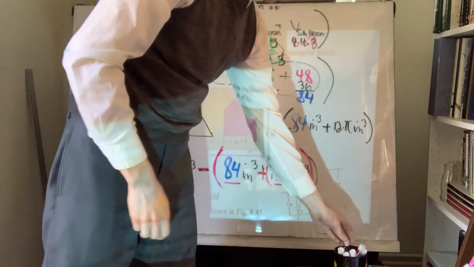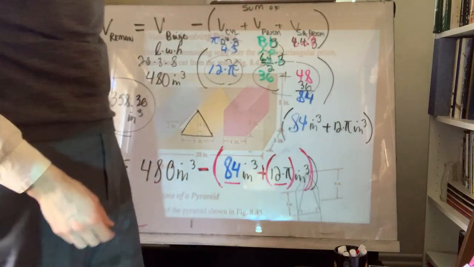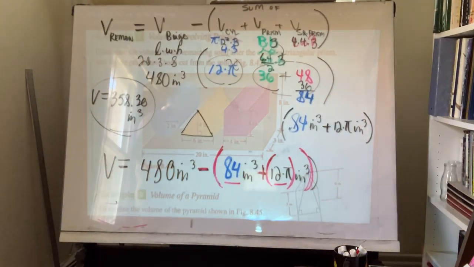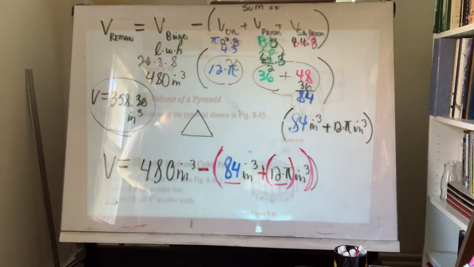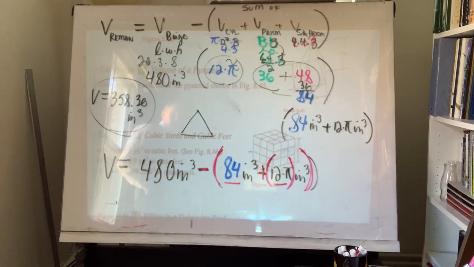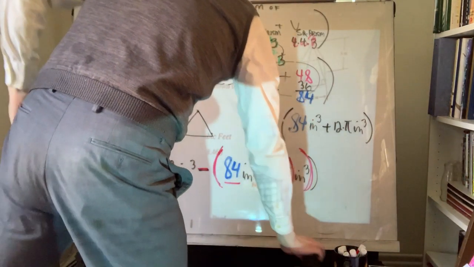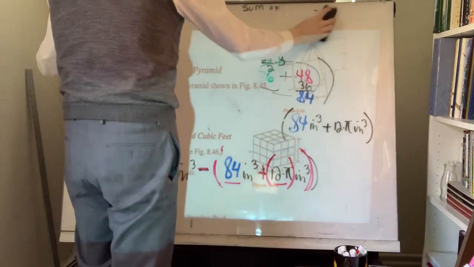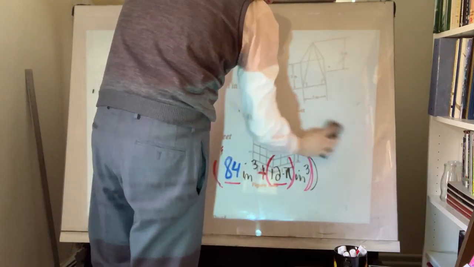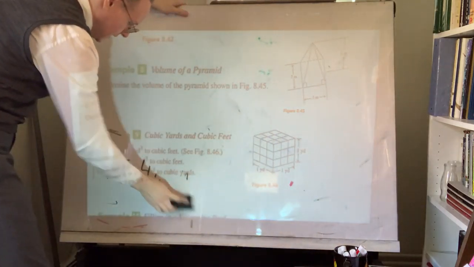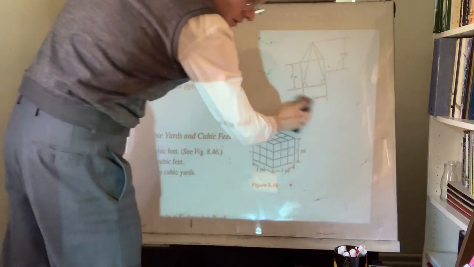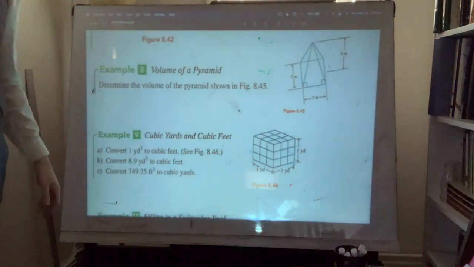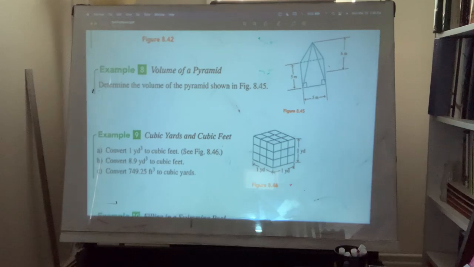Okay. Two more and then we're done. These are pretty easy. This is an example of calculating the volume of a square-based pyramid. So let's take a look at this. Determine the volume of a pyramid.